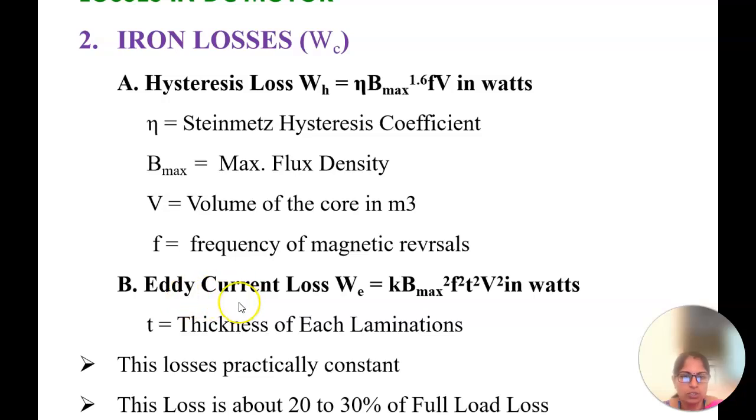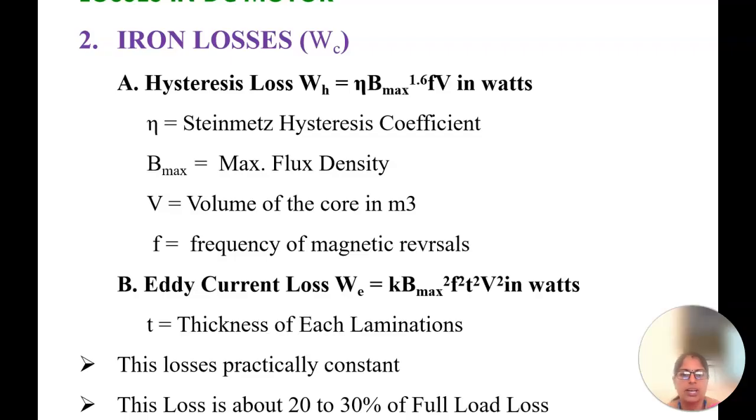And eddy current loss. So this eddy current loss is due to the current flowing inside the conductor. That is, when current flows through the windings, there will be a setup of magnetic flux, and the magnetic material itself is a conductor. So due to the flux setup, there will be a flow of current in the conducting material, that is the magnetic material. This current does no work. So due to this current, there will be an I square R loss in the material. This is called eddy current loss.